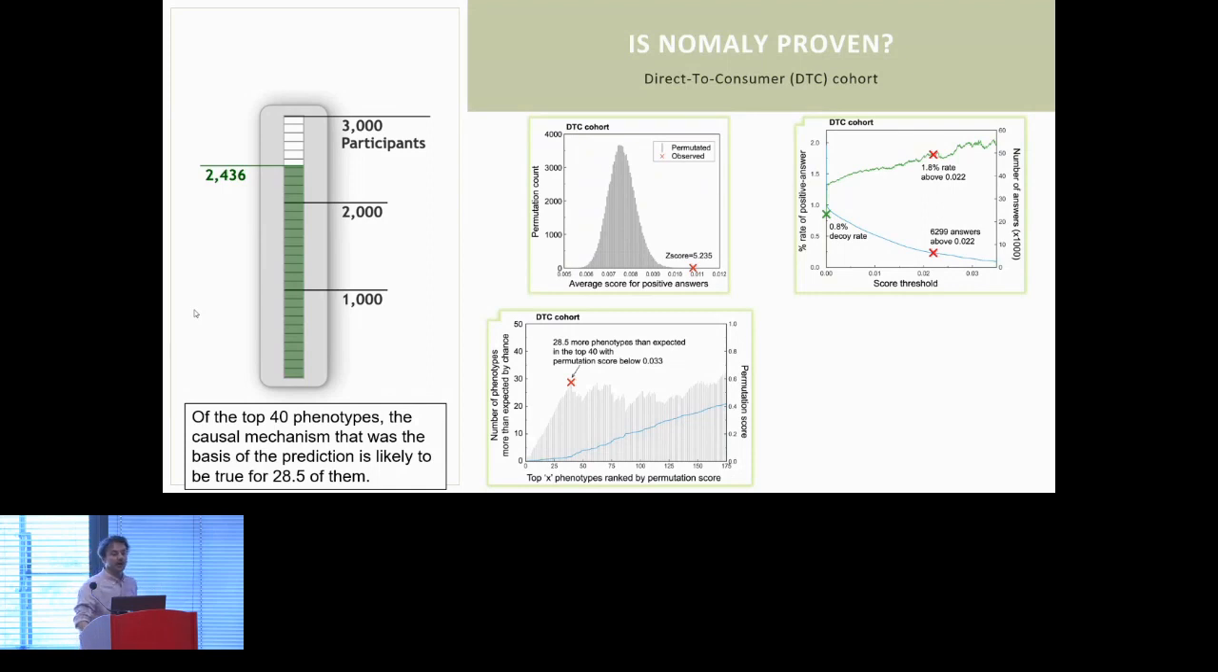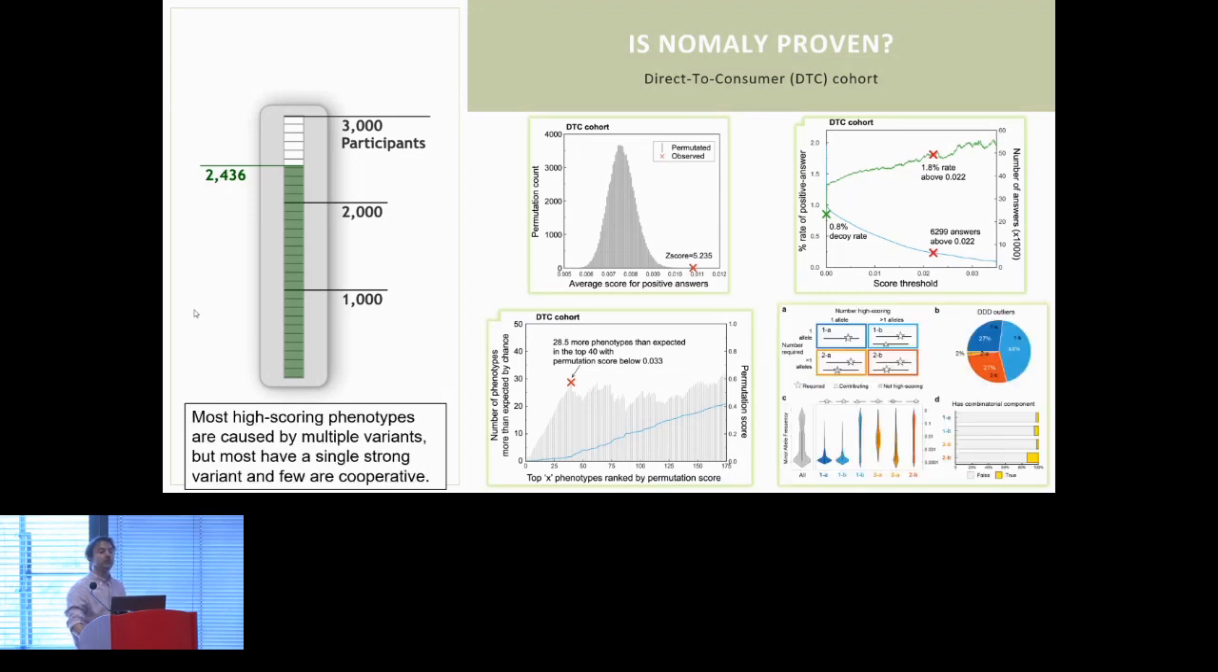Or chance in the matching. So that means that more than half of the top 40 phenotypes are going to be true. We just don't know which ones. That's why you need the experimental validation step to determine which of the 40 mechanisms are truly causal to the disease.